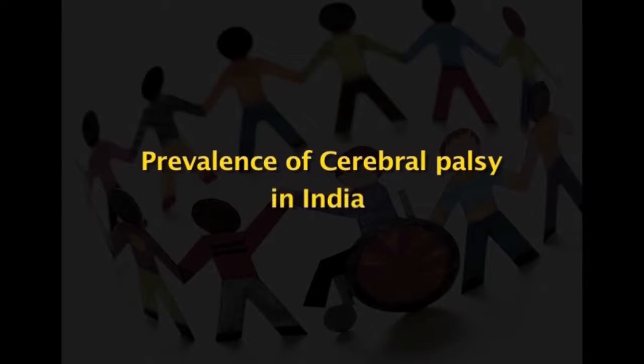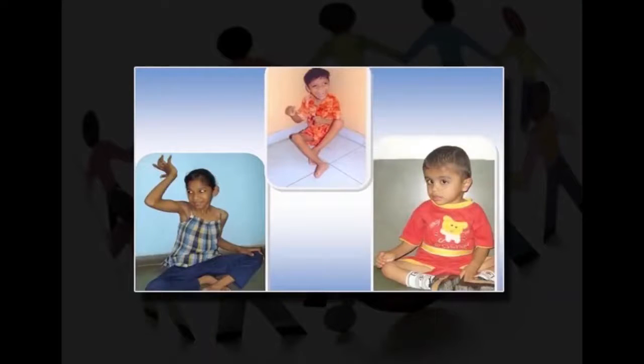Now, having understood what is cerebral palsy, let us see the prevalence of cerebral palsy in India. The incidence of cerebral palsy or neurological impairment in the country is 3 per 1000 live births. The rate has remained the same for more than 2 decades as more and more low birth weight babies are surviving with the help of advanced technology, and they are the ones who are more susceptible to having cerebral palsy.